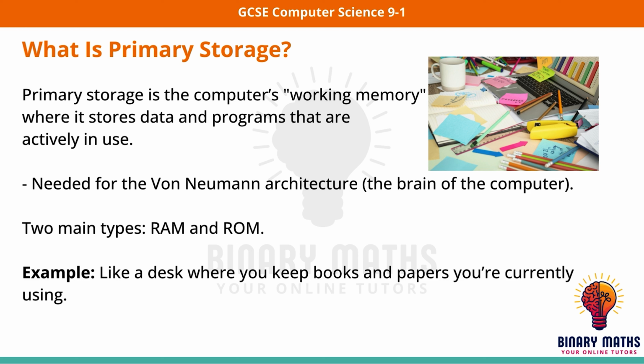So what is primary storage? Well, primary storage is like your computer's workspace. It holds data and programs that are actively in use, similar to how your desk has books and notes you're working on right now. Without it, your CPU would have to dig through your hard drive for every tiny task, which would be painfully slow. The two main types are RAM and ROM. RAM is your multitasking buddy, while ROM is a computer's instruction manual that never gets erased.